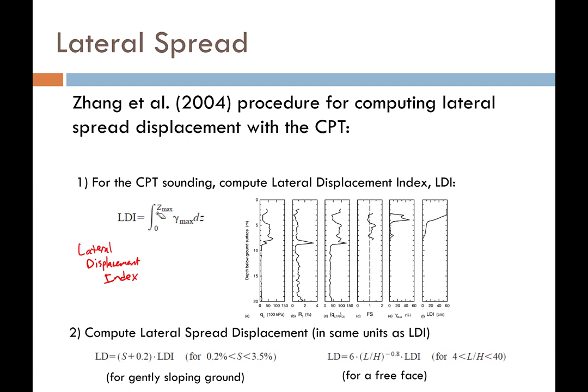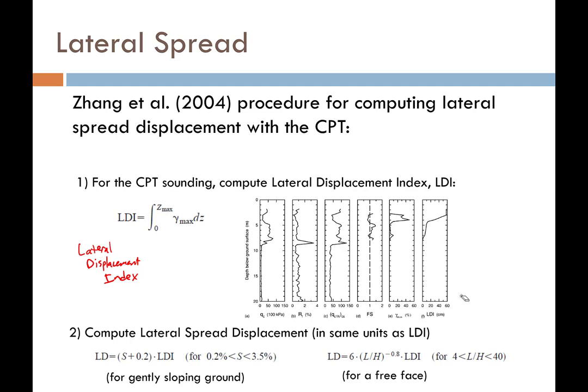So this figure demonstrates it. This comes from the Zhang and others paper, where you can see tip resistance for a site, you can see the friction ratio of the site, you see the corrected tip resistance, equivalent clean sand, and then the factor of safety, in this case computed with the Robertson and Wride method. From that factor of safety, using Ishihara and Yoshimine, they computed corresponding shear strains. And then from those shear strains, they computed LDI. And you can see it's a summation. So as you go from the bottom all the way up to the top of the sounding to the ground surface, the LDI accumulates.